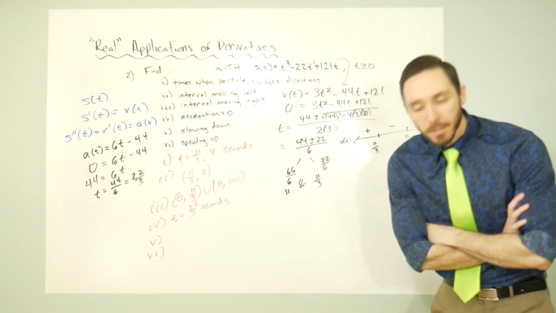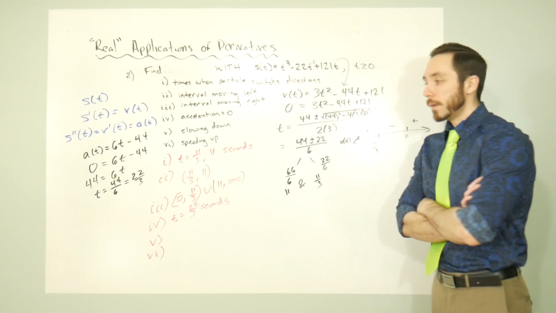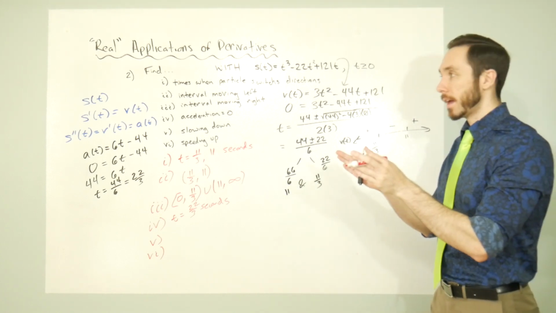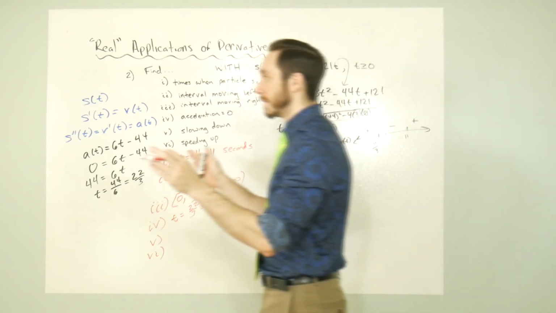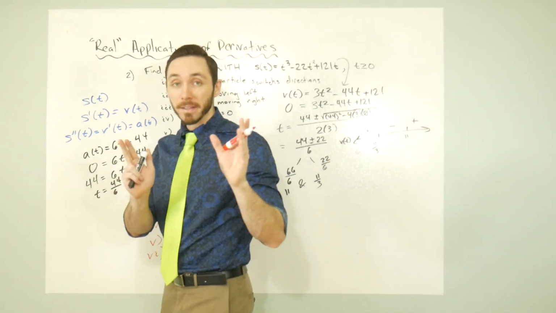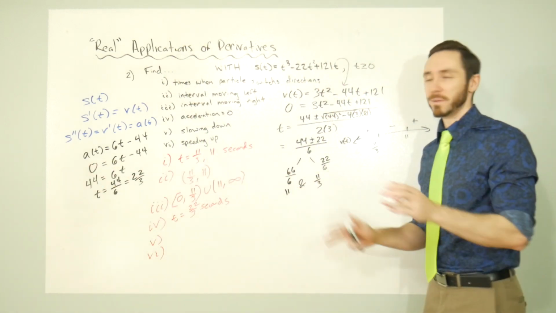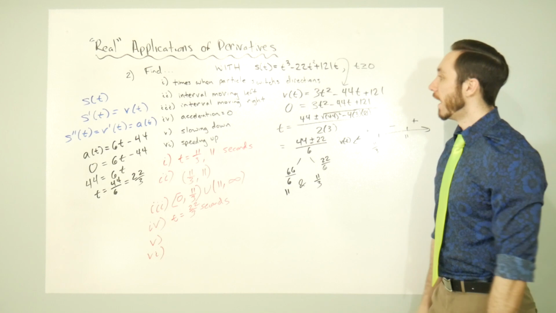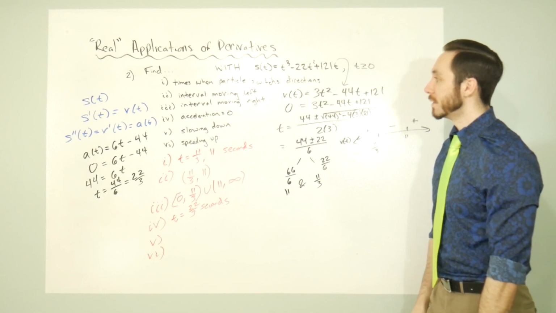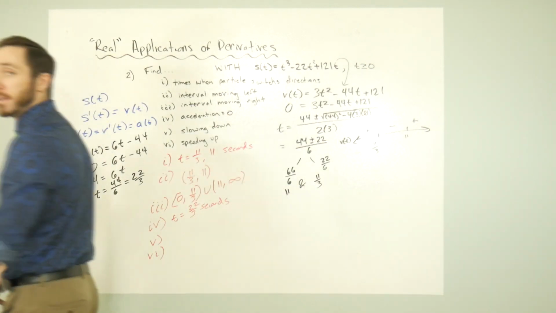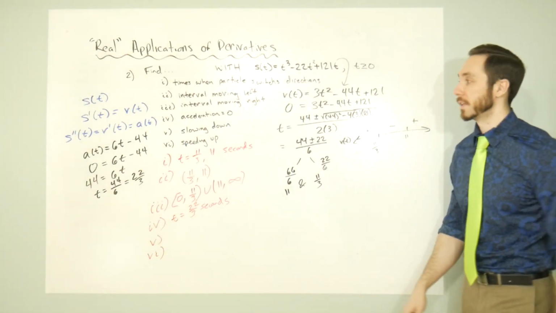Alright, the way we find slowing down, well, you can slow down in 2 directions. You could be going forward, and you could be slowing down going forward. You can also be going backward and slowing down going backward. So in this case, left and right. The way we want to consider speeding up is also the same thing. You can speed up going in the forward direction. You can also speed up going in the backward direction.